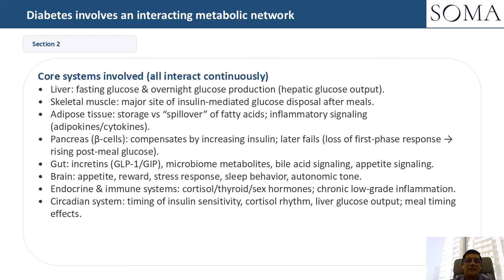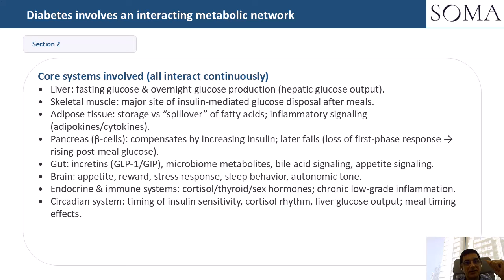Fifth, the gut. The gut influences diabetes through multiple pathways. Incretin hormones like GLP-1 and GIP, bile acid signaling, microbiome metabolites like short chain fatty acids, butyrate and others, then intestinal permeability and endotoxin driven inflammation, appetite signaling and even satiety regulation. So the gut is not only about digestion, it is a major metabolic signaling organ. That is why meal timings, fiber, ultra processed food and gut health strongly influence glycemic control and insulin sensitivity.